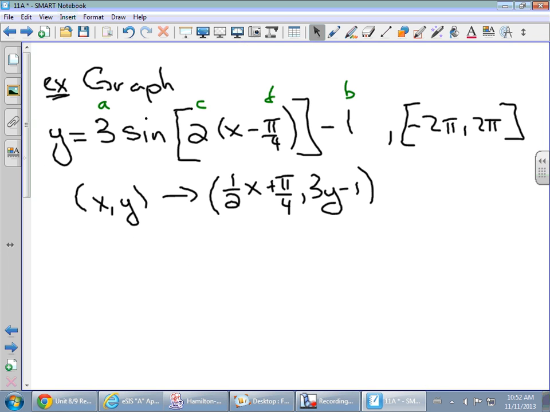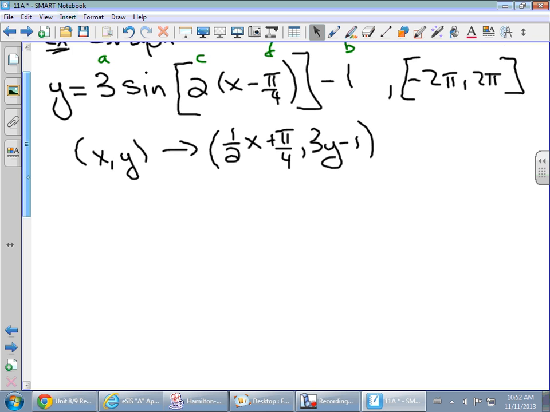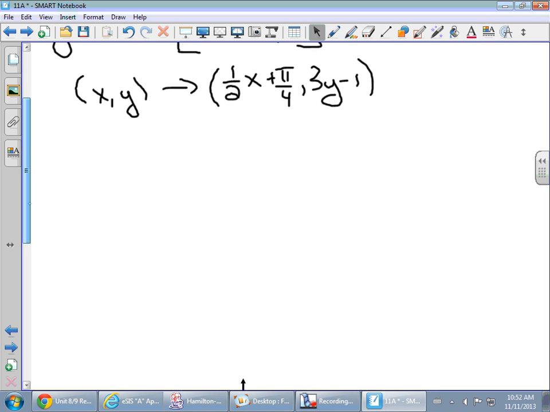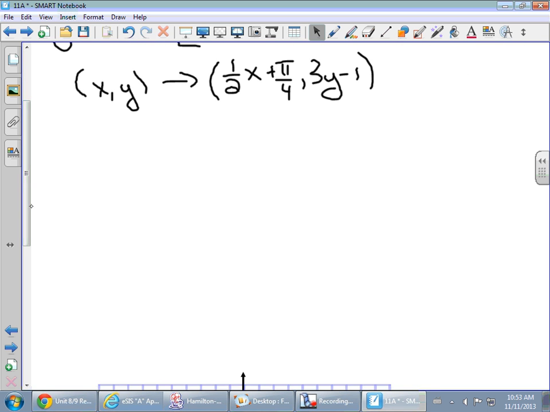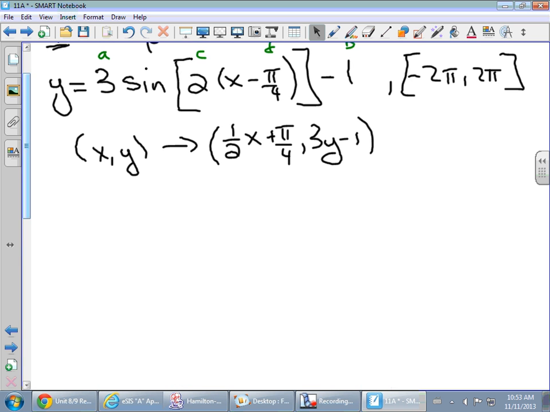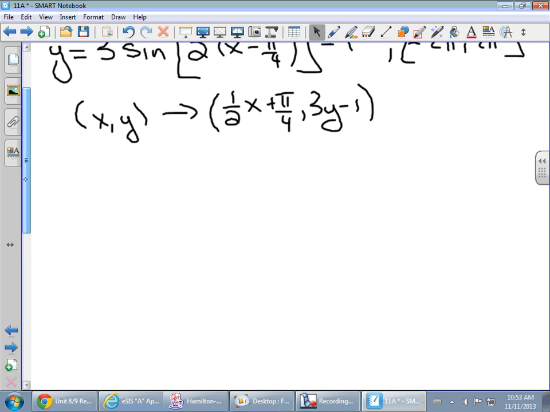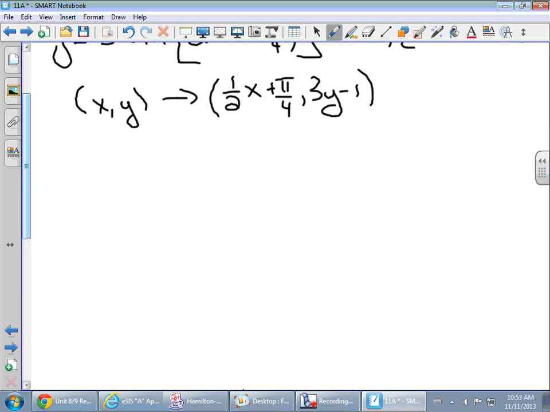Okay, some of you are struggling to see that. So now what I'm going to do is take each critical point of sine, because it's the sine function, and put it through this transformation. The first critical point of sine, which is why it's very important to remember them, is 0 and 0.